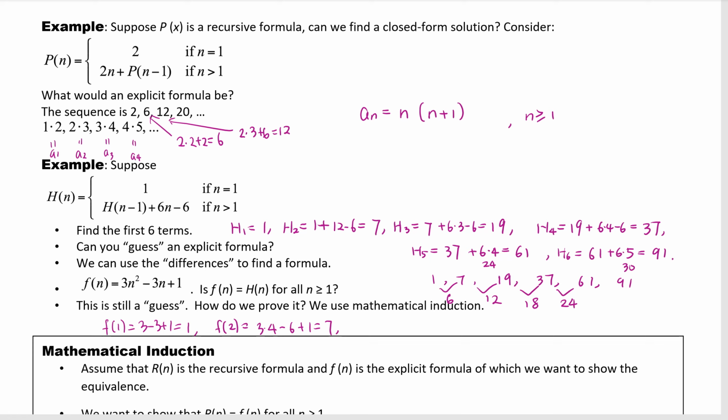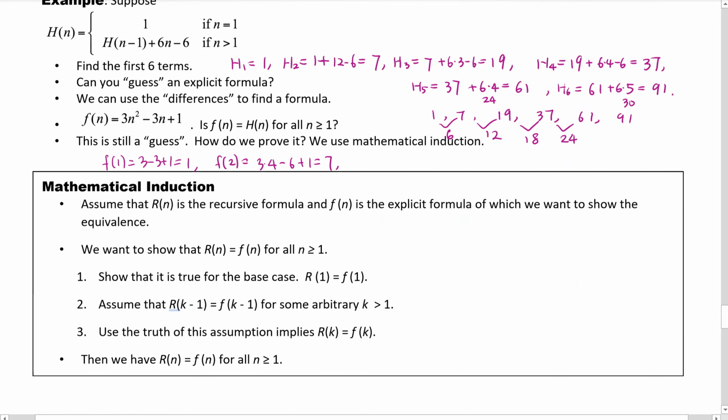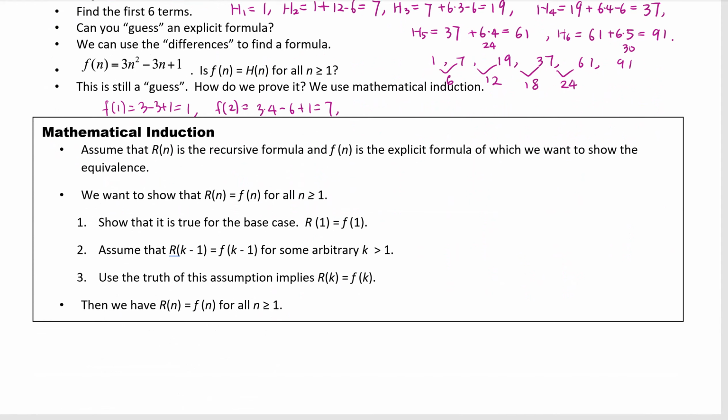But is it really true that this is the explicit formula? How can we prove it? Let's use mathematical induction. So recall what mathematical induction is. First, we want to assume that Hn is the recurrence formula and Fn is the explicit formula, and we want to show Fn is really the explicit formula for this recursive formula. Okay, so let's see here.